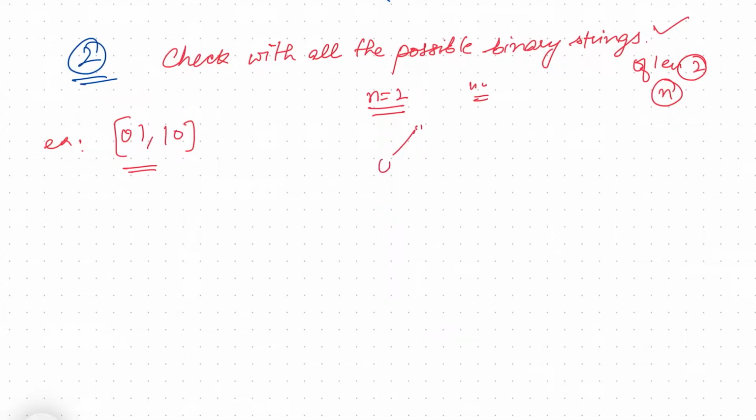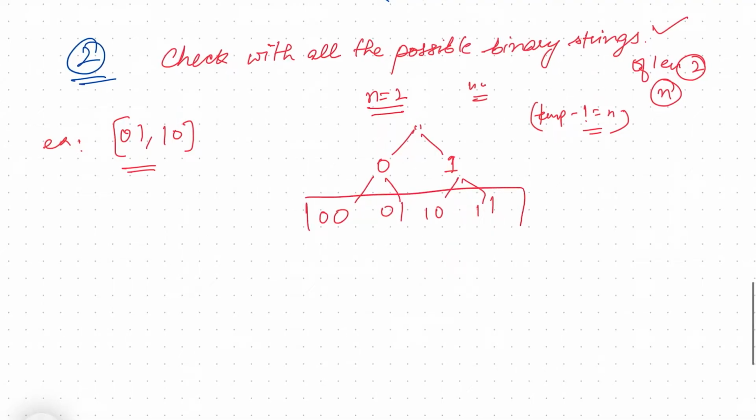Firstly, we will add 0 and then add 1, and we will do it recursively until the temporary string length is equal to n. So further we will add 0 and then 1, then 0 and 1, which gives 10, 11, 00, 01. At this level, the length n is equal to 2.